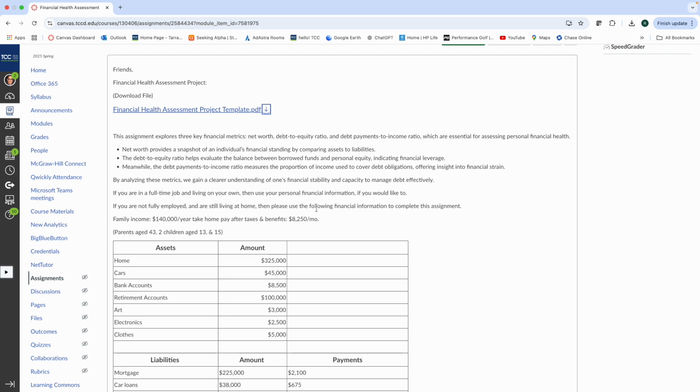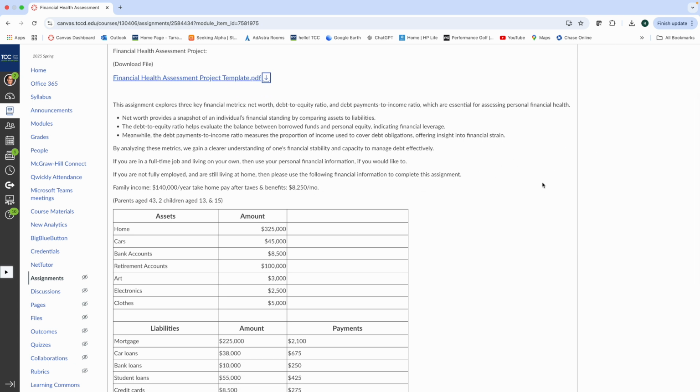Now, if you're close to fitting that financial look right there and want to do your own, or if you want to do your parents' or your family's income, that's perfectly fine. And if you don't want to, that's why I have the numbers right in here. But again, if I don't have any assets, then the assignment won't mean a whole lot.